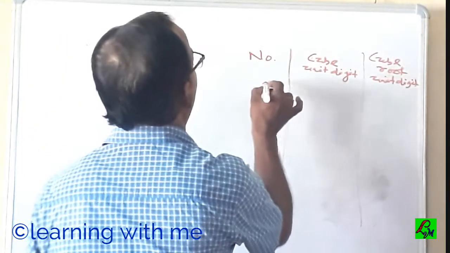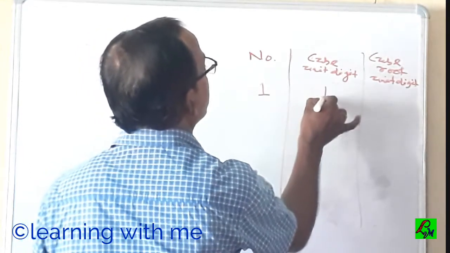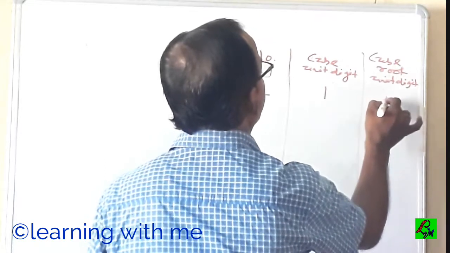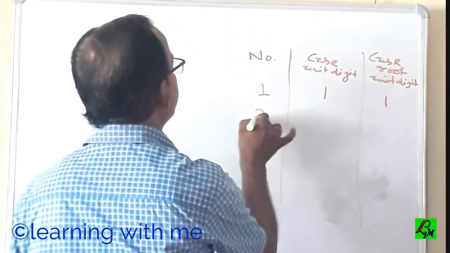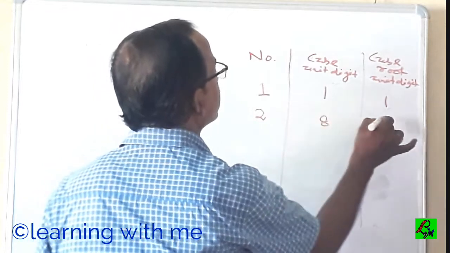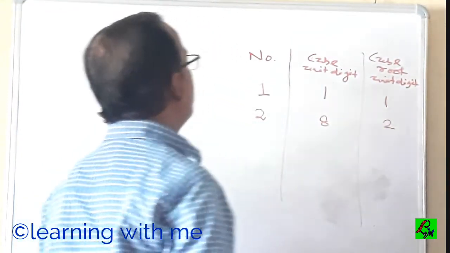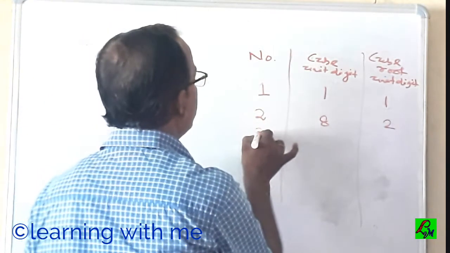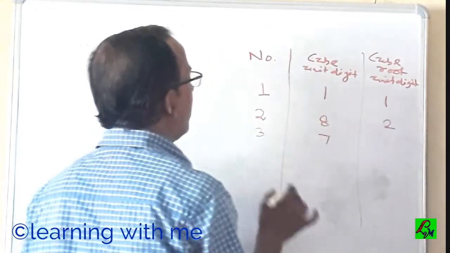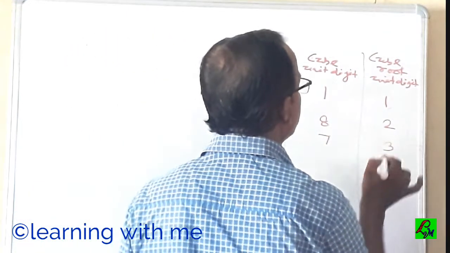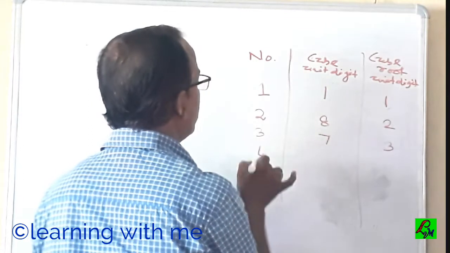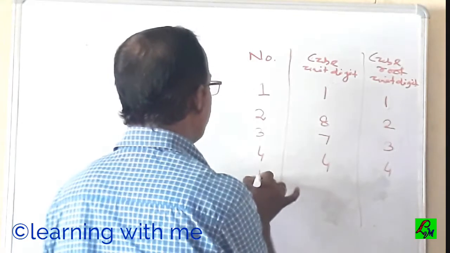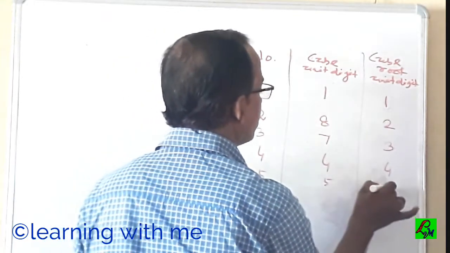Suppose the number is 1, its cube is 1, and the cube root unit digit is also 1. If the number is 2, its cube is 8 and its cube root unit digit is 2. Similarly, for 3, the cube ends in 7 and the cube root unit digit is 3. For 4, it is 4, and the unit digit is 4. If it is 5, it is 5, it is also 5.